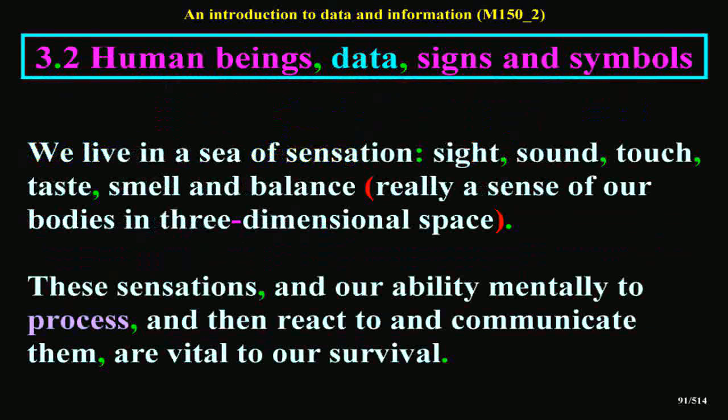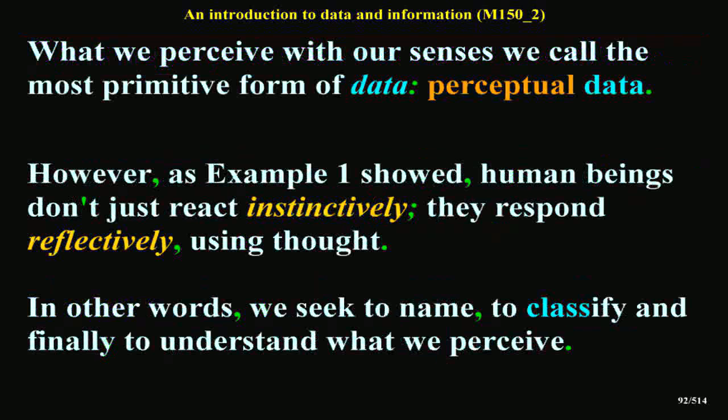3.2 Human beings, data, signs and symbols. We live in a sea of sensation. Sight, sound, touch, taste, smell and balance, really a sense of our bodies in 3-dimensional space. These sensations, and our ability mentally to process and then react to and communicate them, are vital to our survival. What we perceive with our senses we call the most primitive form of data: perceptual data. However, as example 1 showed, human beings don't just react instinctively. They respond reflectively, using thought. In other words, we seek to name, to classify and finally to understand what we perceive.